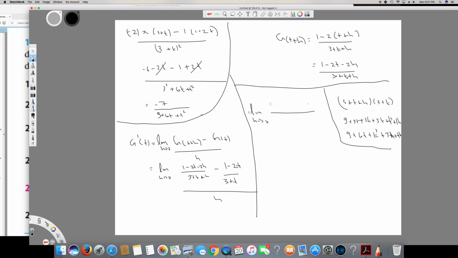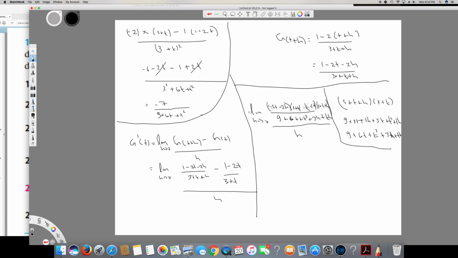The top part is going to be 1 minus 2t minus 2h multiplied by 3 plus t, then minus 1 minus 2t multiplied by 3 plus t plus h, and the bottom part is going to be the denominator we have found already. It's 9 plus 6t plus t square plus 3h plus th. Now after this there's a bottom h remaining.